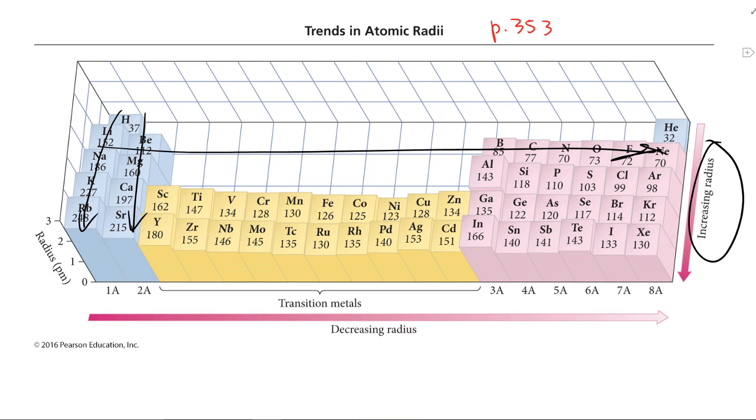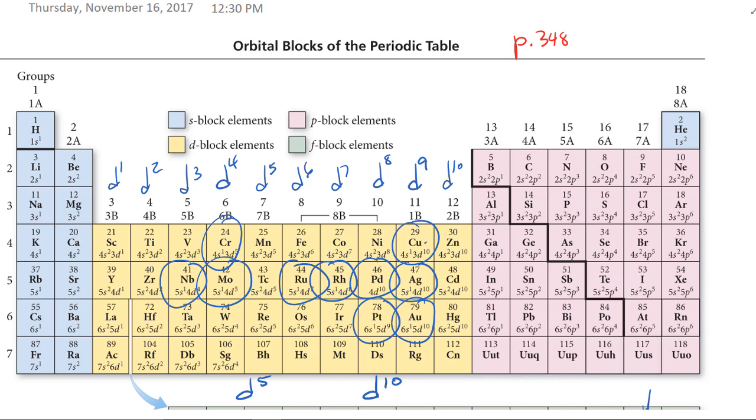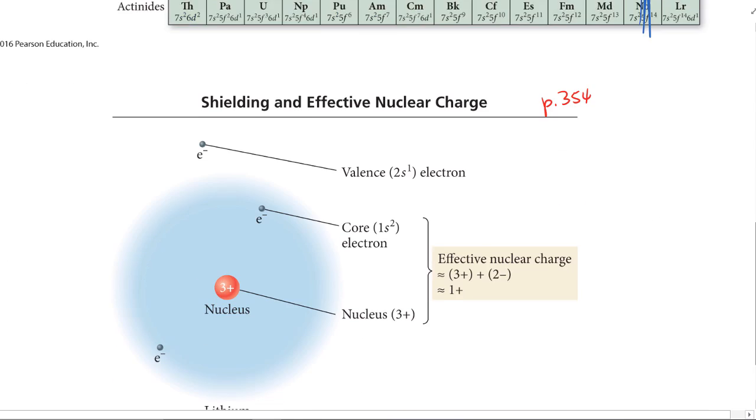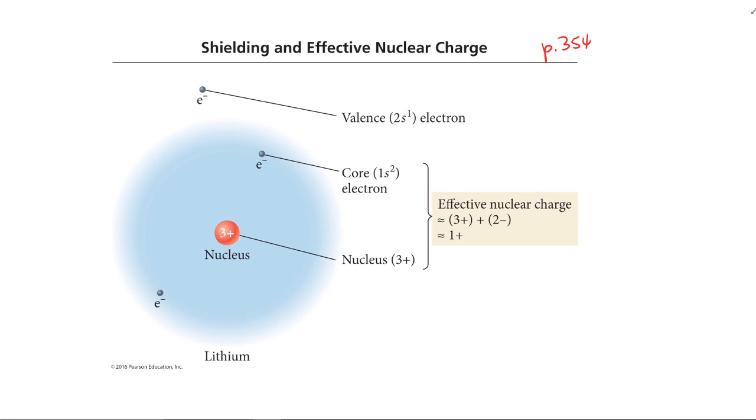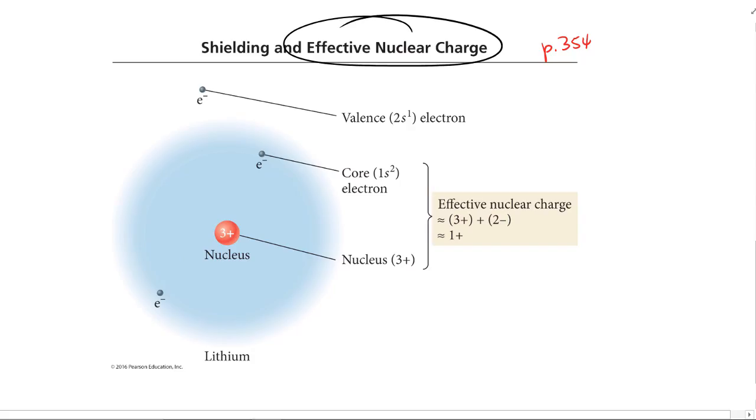Now, the reason why we don't observe that, the explanation lies in what we call the effective nuclear charge. It's called the effective nuclear charge. And we define the effective nuclear charge like this. We define the effective nuclear charge as being the nuclear charge that is experienced by the valence electrons. And what's key to it here is this word effective. It is the nuclear charge experienced by the valence electrons.